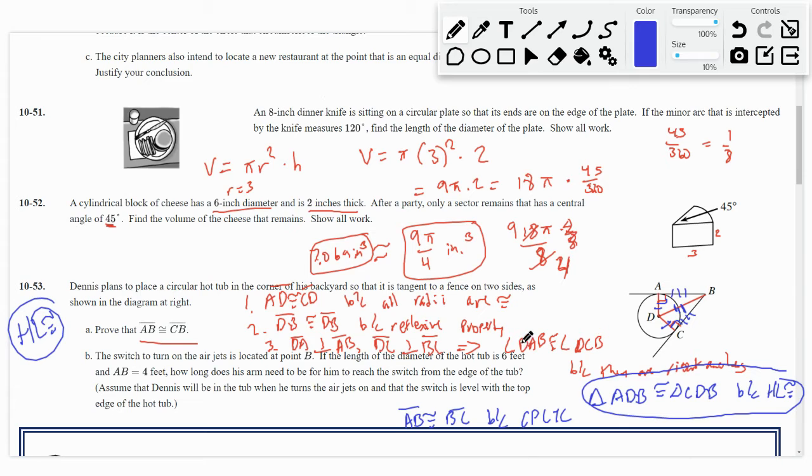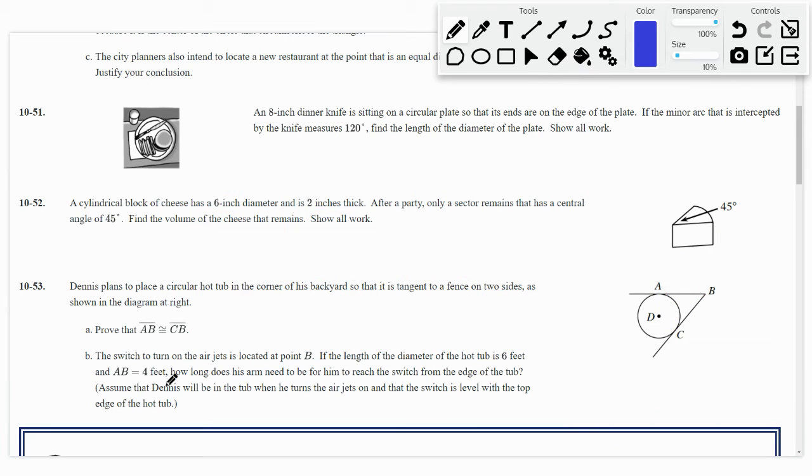Now I'm going to erase this. Feel free to go back and rewind this video if you guys need to look over it again. But now we're going to go to part B. What we basically just proved is that if two tangents go from the same point into the same circle, then we know that the tangents are both congruent to each other.